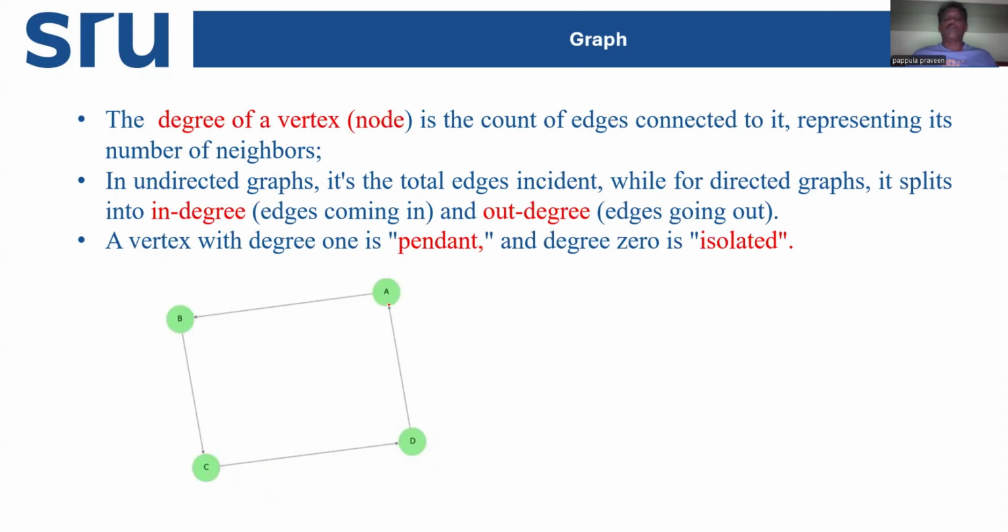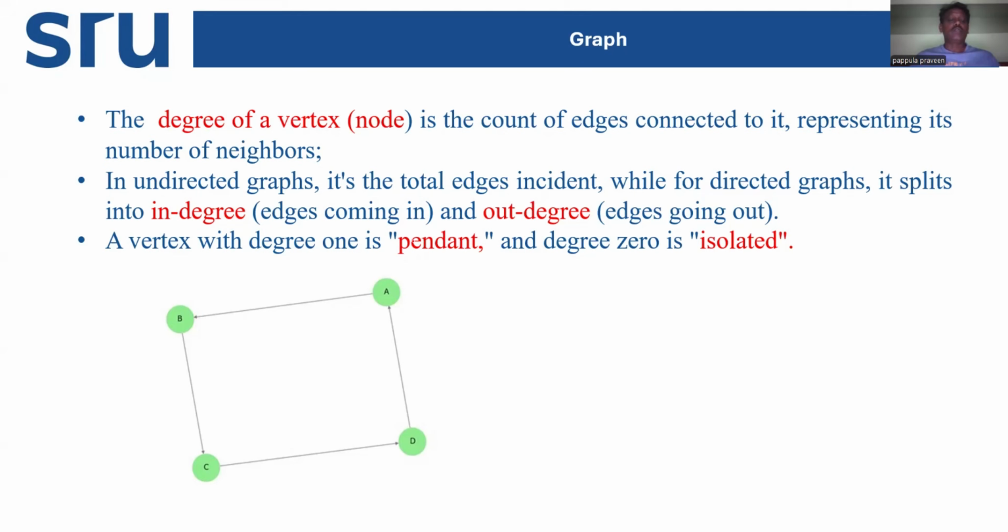And the degree of the vertex. You observe here, it is important. Degree is equal to in-degree plus out-degree. This is the count of edges connected to the vertex, representing its number of neighbors. In an undirected graph, it is the total edges incident, while for a directed graph, it splits into in-degree, edges coming in, and out-degree, edges going out. A vertex with degree one is pendant and degree zero is isolated.